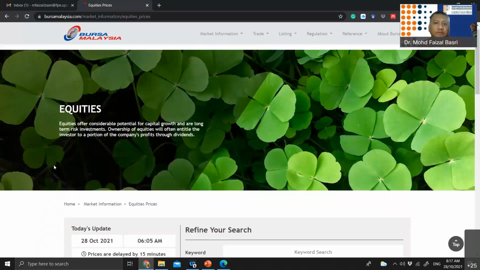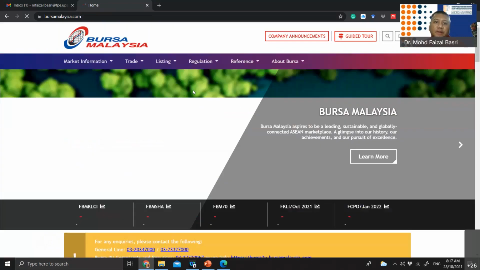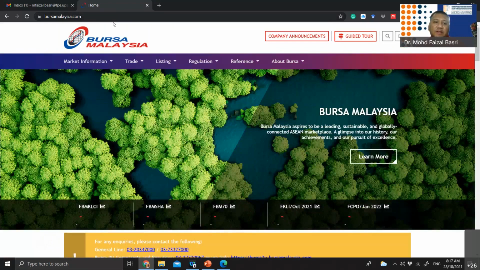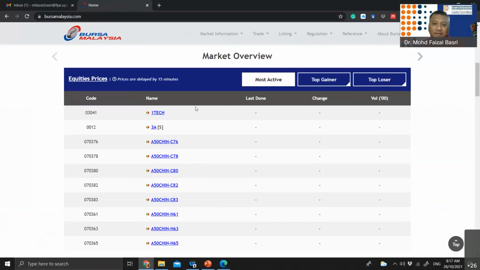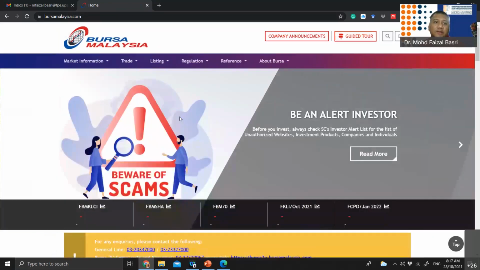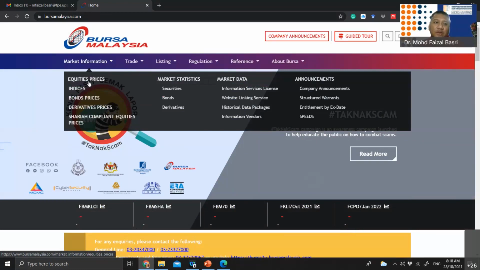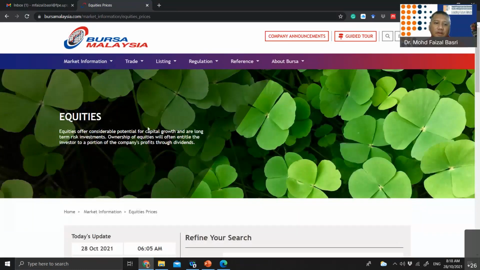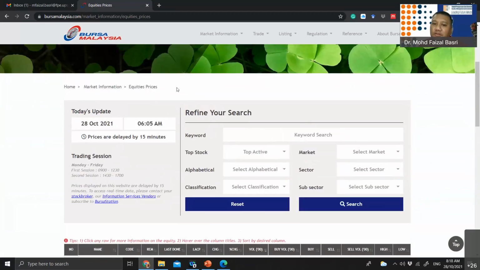Right. So if you go to the Bursa Malaysia website, this is the main page of Bursa Malaysia. You just type bursamalaysia.com. So this is the front page. Here you can already see the list of stocks. But if you want to see in detail, if you want to search, go to market information and go for equity prices. So here you can sort and find the stocks.